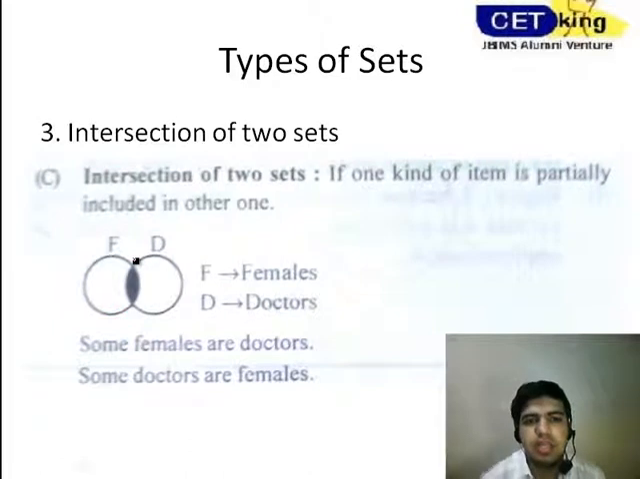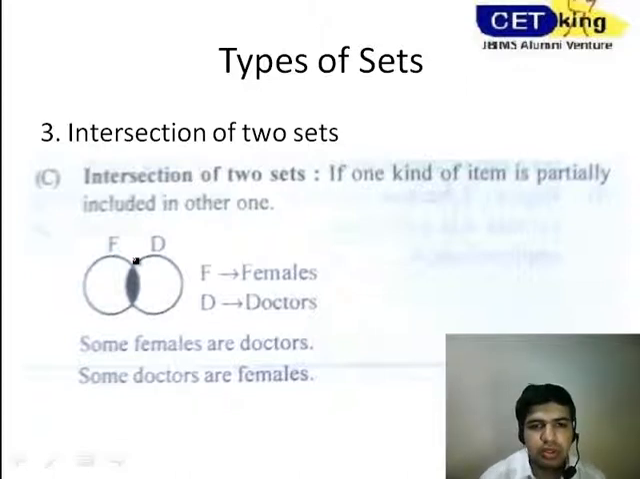Next type is intersection of two sets. There are two sets. There is one intersection area, and there are also the elements outside the intersection area. The same example that I took, females and doctors. Some doctors can be females, some females can be doctors, but it is not necessary that all the doctors will be female or all the females will be doctors. So there is one overlapping region, but none of them is the subset of the other.